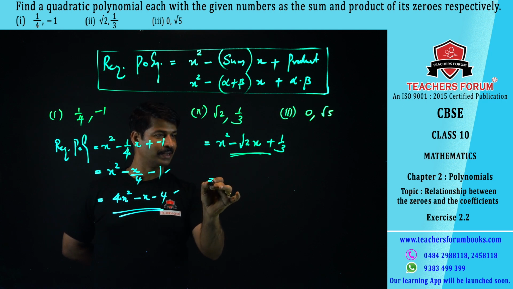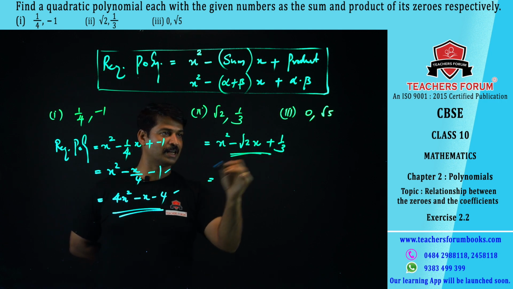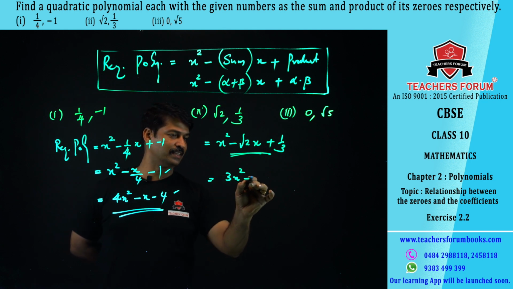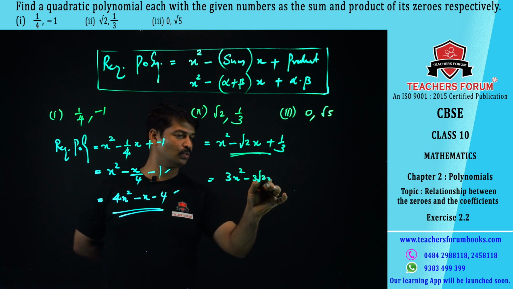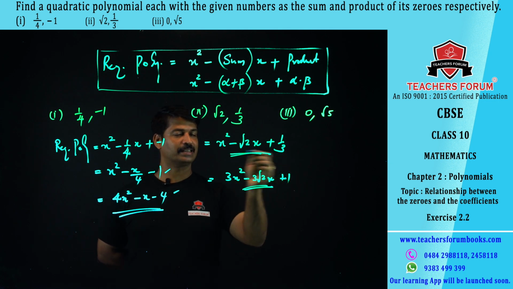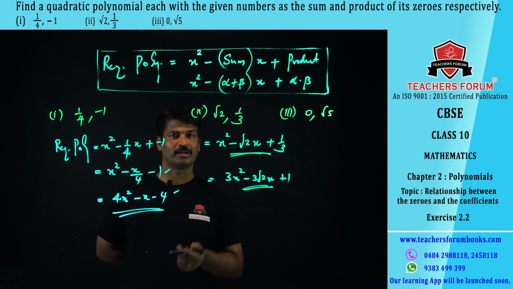So this is the required polynomial. Okay. If you want, you can take LCM here. It also can be written as 3 into x square, 3x square minus 3 root 2x plus 1. This also can be written like this. You can take 3 as LCM. So it will be the required polynomial.